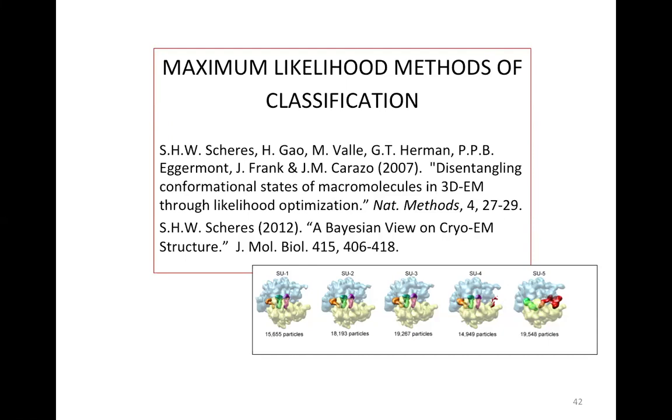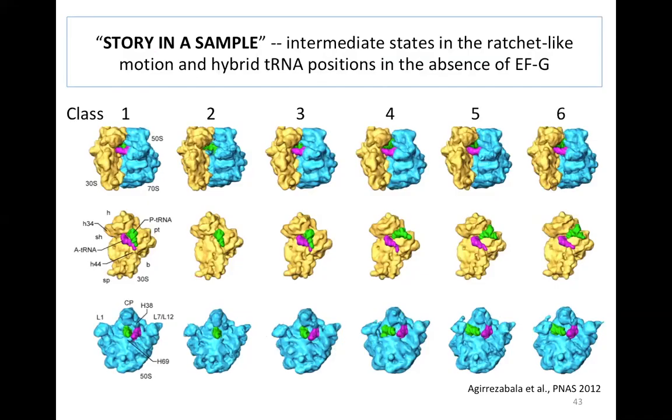So it was possible for the first time to classify the existing structures in a sample and extract several reconstructions all at once. And it was a very surprising development to me that one would be able to do this in this manner. And so I called it story in a sample. We could really apply this in order to extract multiple structures all from the same sample.